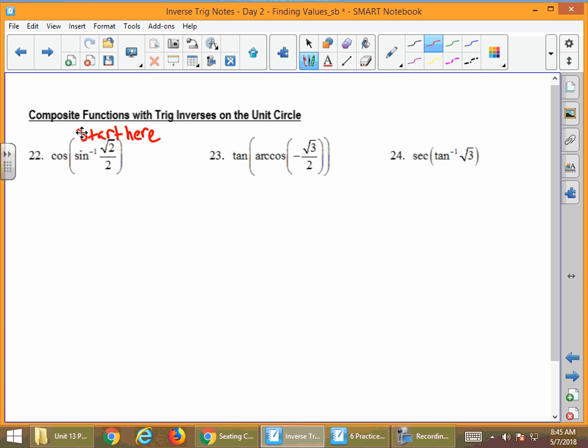So we want to figure out what's the inverse sine of square root of 2 over 2. In other words, what angle of sine has a value of square root of 2 over 2? Well, we know that that value is pi over 4. So we've figured out what that is. And now to finish this, we're going to say, what is the cosine of pi over 4? We don't have any restriction on this answer. The cosine of pi over 4 is square root of 2 over 2.